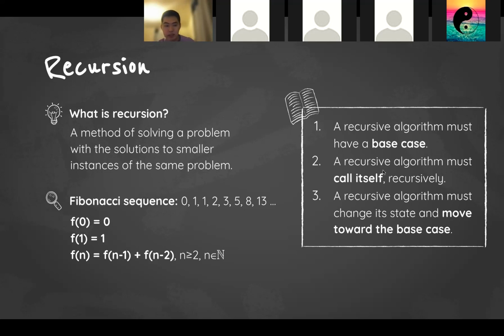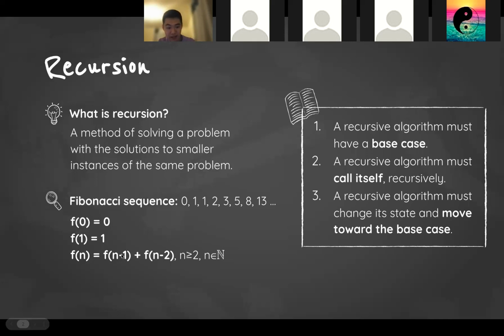A recursive algorithm must call itself recursively. That just means this line right here, right? You need to call its own function. And then it must move towards a base case. So as you can see here, whatever n is, you're subtracting 1 and 2 from n, so it's moving towards a base case of 0 and 1.